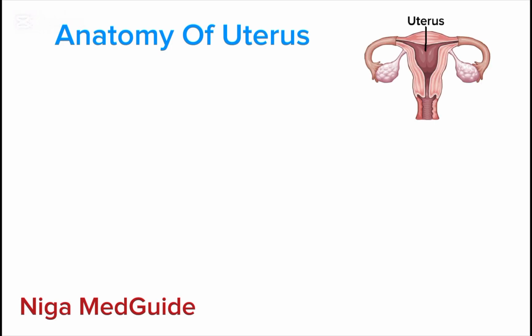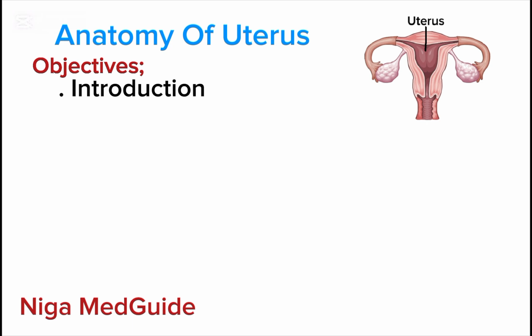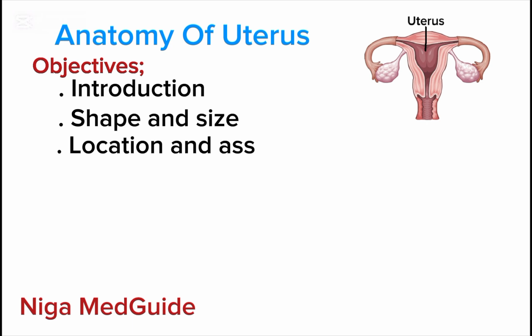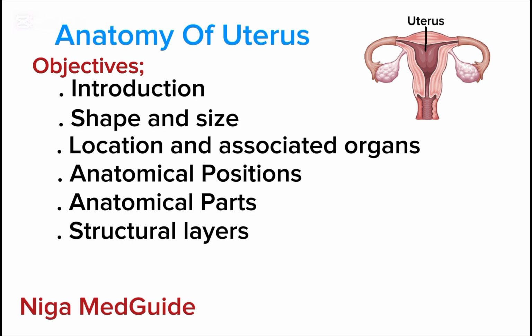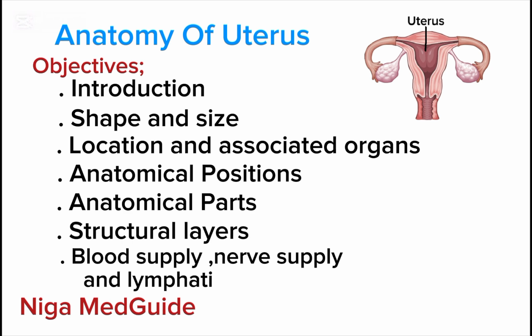Today we will discuss anatomy of uterus. We will cover the following objectives: its introduction, shape and size, location and associated organs, anatomical positions, anatomical parts, structural layers, and brief overview of its blood supply, nerve supply, and lymphatic drainage.